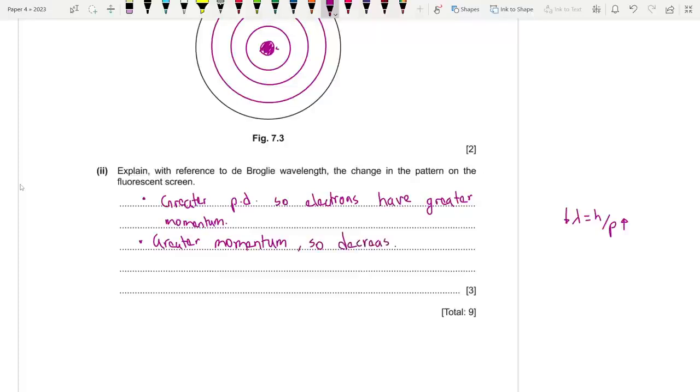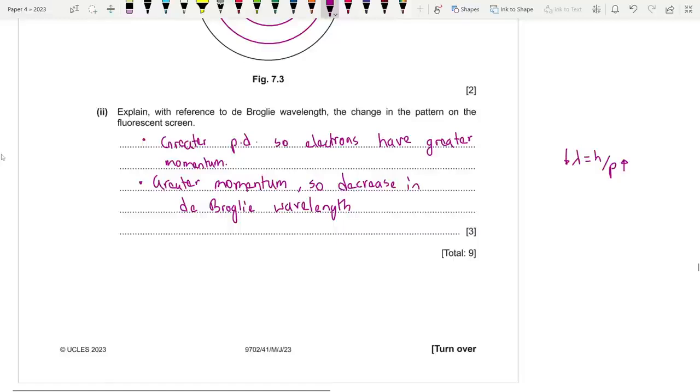So there is a decrease in the de Broglie wavelength. And finally, there will be a decrease in fringe spacing. Now you could word the last one in multiple ways. You could say that there is a lower de Broglie wavelength for same spacing in crystal.